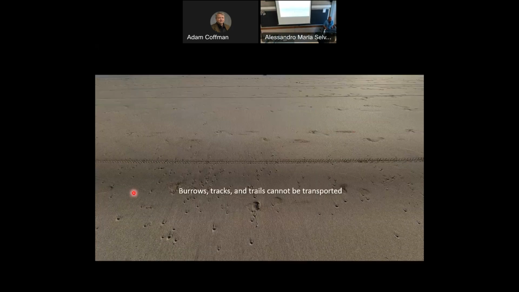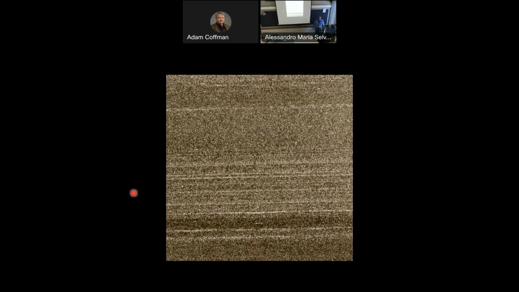First thing is, we want to know if the shells were transported. We know the burrows were not. Burrows, tracks, and trails, if the waves come up, they wash away, right? So one of the things we can also do is look at that. How many burrows do you see? The answer is 0, by the way. There's nothing going on here.